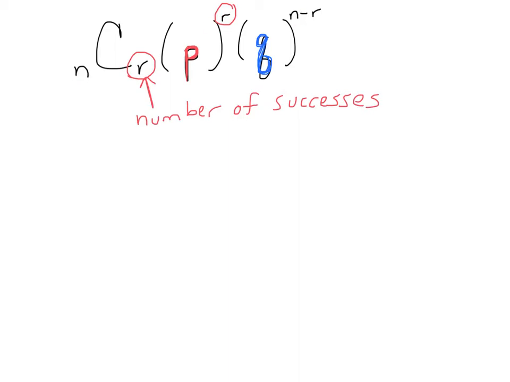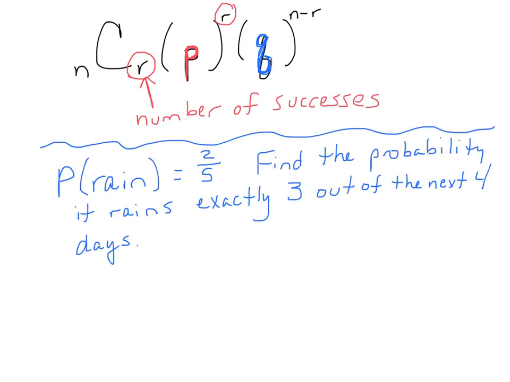So let's look at another example. So in this example, I'm going to tell you that the probability of rain is 2/5. Sometimes they do this as a percent, sometimes they do it as a decimal. So whatever format they give you, or the phrase the question in, opens up the format for the answer. Just know that. So if the probability of rain is 2/5, find the probability that it rains exactly, and that's an important word right there, that exactly.